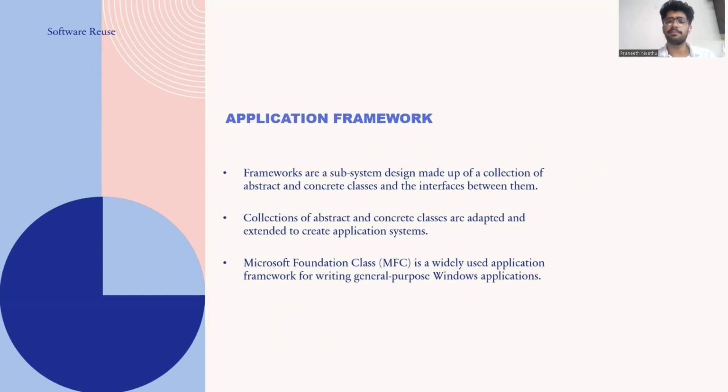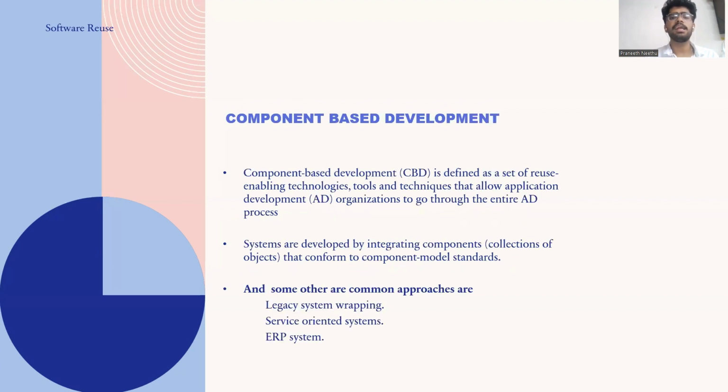Next, application framework. The application frameworks are subsystems made up of a collection of abstract and concrete classes and the interfaces between them. Collections of abstract and concrete classes are adapted and extended to create application systems. The example for this application framework is Microsoft Foundation Class. It is a widely used application framework for general purpose Windows applications.